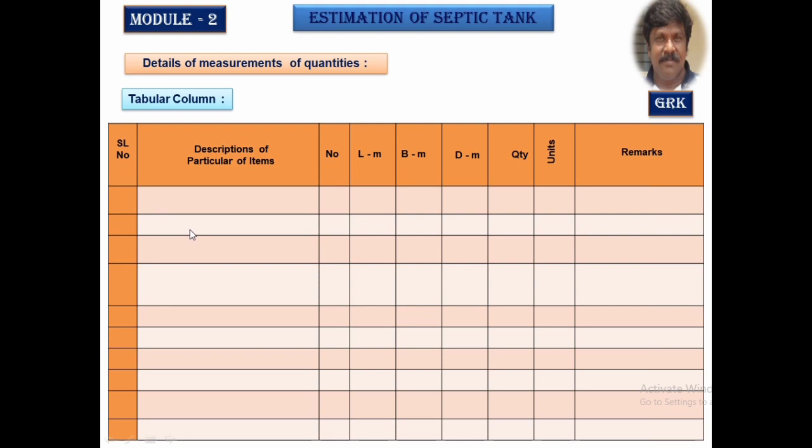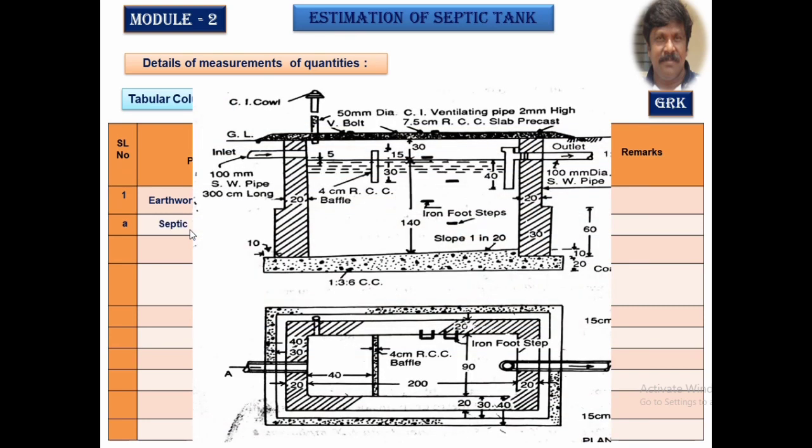Now let us start with the very first item, that is estimation of the earthwork. Look at the first one, septic tank. This is the ground level. All these constructions have been done below the ground level, so you have to calculate the amount of earthwork necessary, in this area. So let us calculate the length, the breadth and the depth of the section.